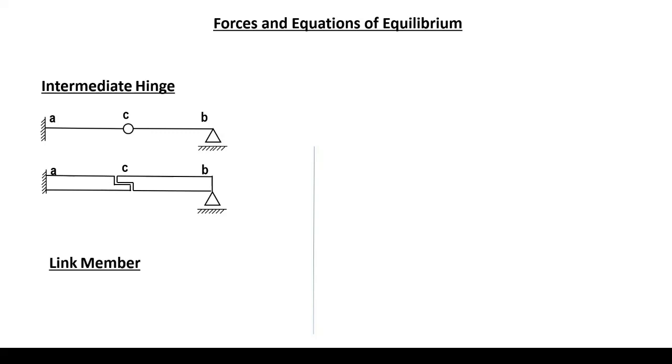Link members. We have three conditions for link members. Hinged means it starts with a hinge and ends with a hinge. Straight, indicating that it can never be curved. Unloaded, and so the loads affecting the links are applied on other parts of the structure or directly on the hinges.